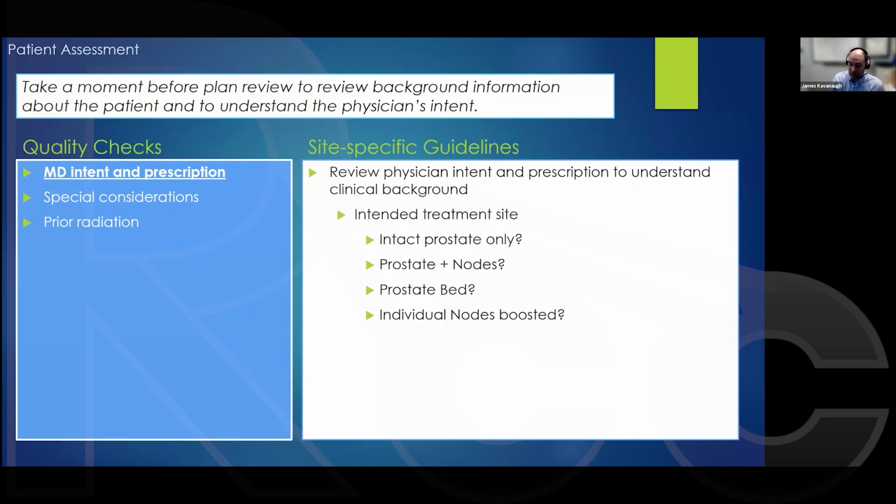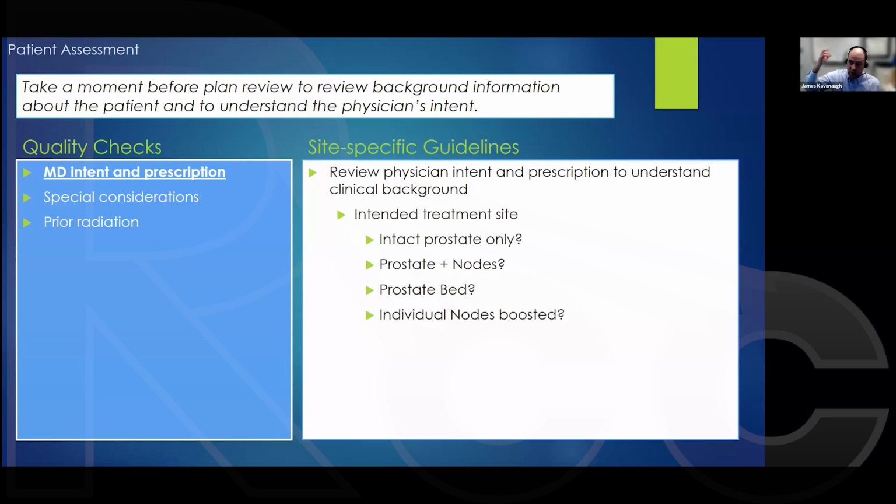And so as a physicist or a dosimetrist, depending on what your role is, this is where we start to get our information and form the picture of what we're trying to accomplish. Particularly for prostate itself, when we're getting into the background, we really need to understand what our goal is here. Are we just treating intact prostate, which is a much smaller target? It can change our beam angles and a lot of our decisions.